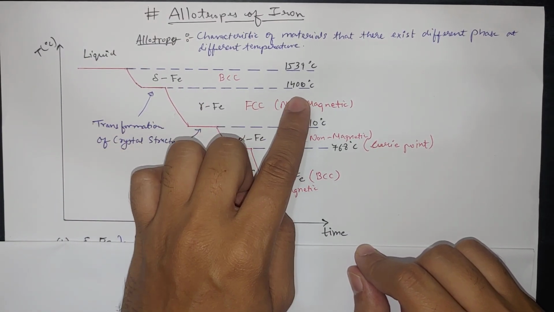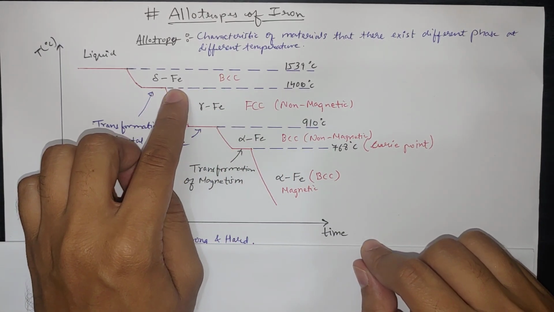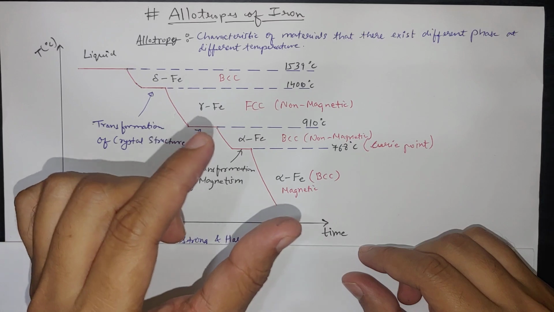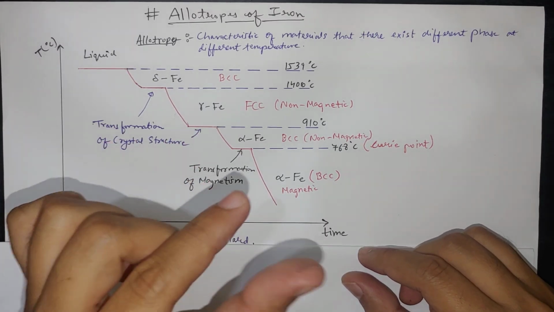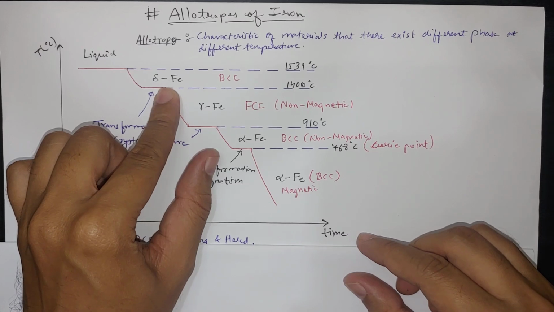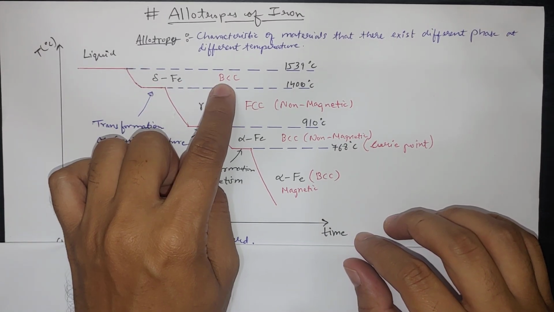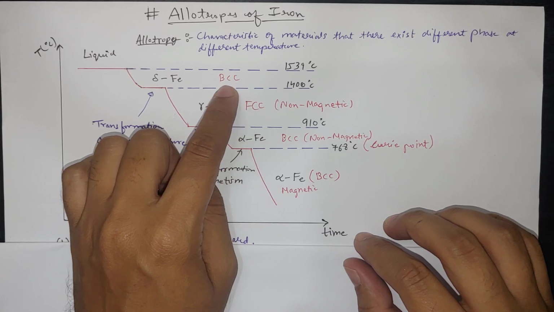So till 1400 degrees Celsius we have BCC structure with delta ferrite. When we look at iron under a microscope, we get a certain pattern of iron which we call delta ferrite. So it is one particular allotrope. Its crystal arrangement will be body centered cubic cell.